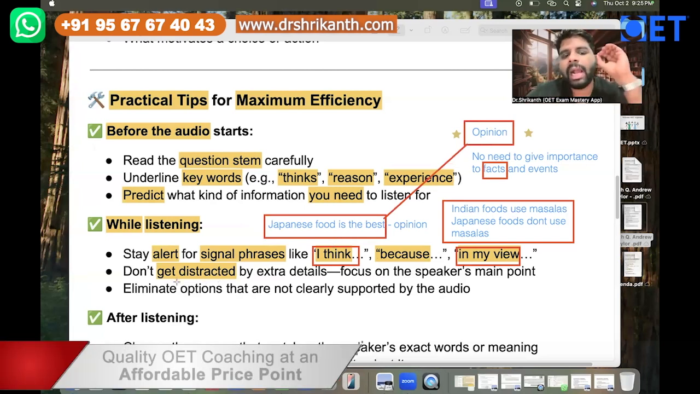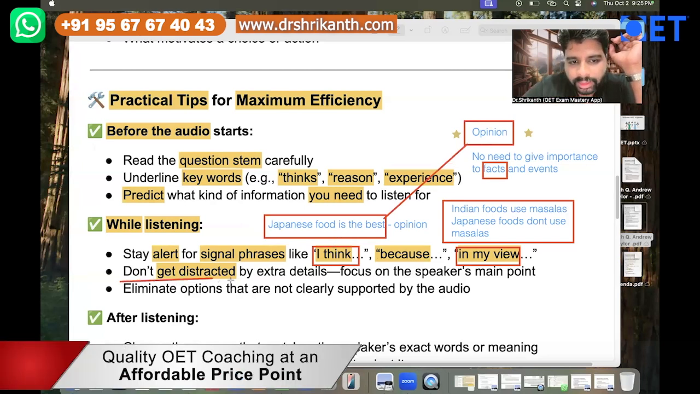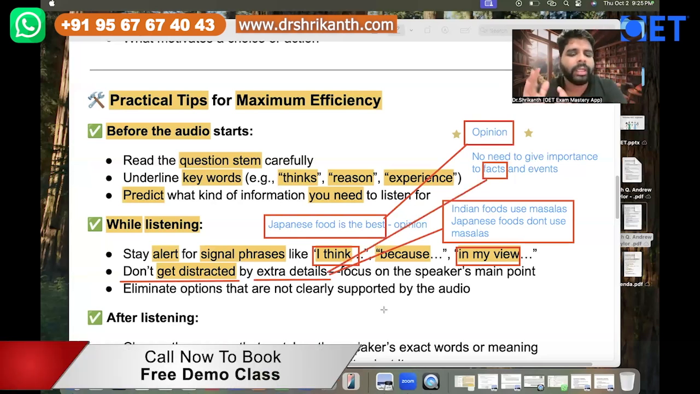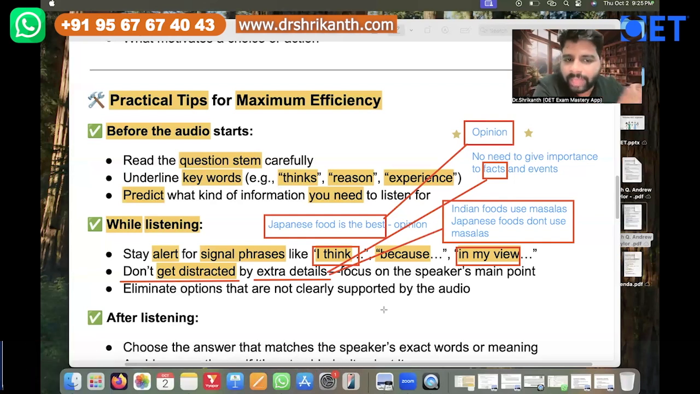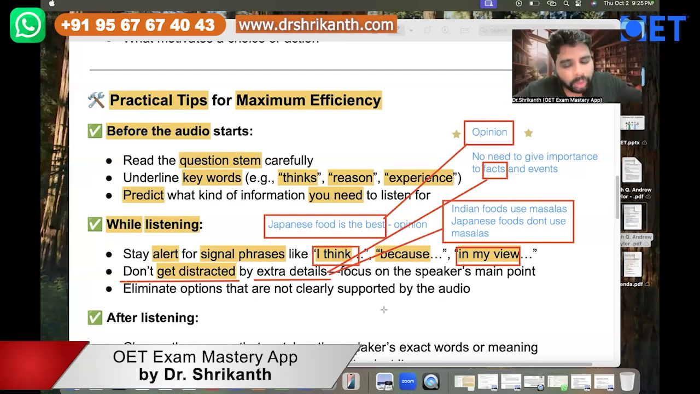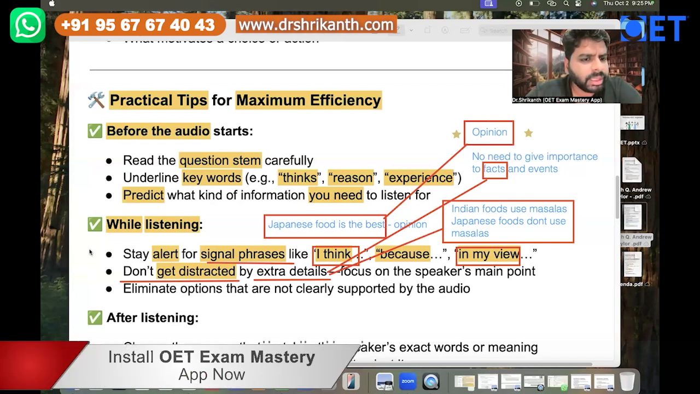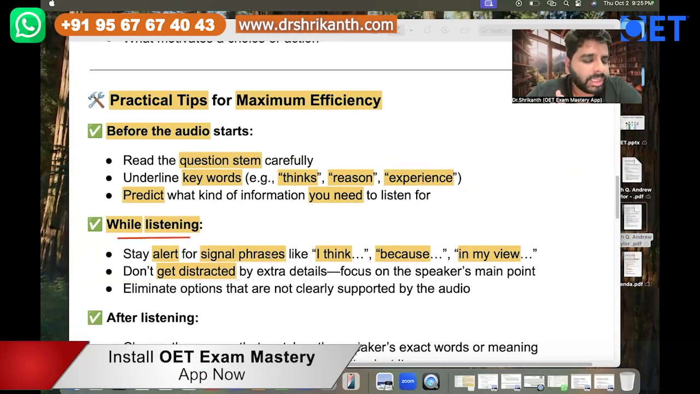So here you should have the ability to not get distracted by useless information. These are all extra details, in the sense of facts. So when you're listening, you should think, that is a fact that is trying to distract me. This is not important to me, and you should not give it that much focus. And when they talk about their opinion, then you have to become alert, because they will use certain signal phrases, and then you have to become extremely attentive and find the correct answer. This is something you have to do when you're listening to the audio.